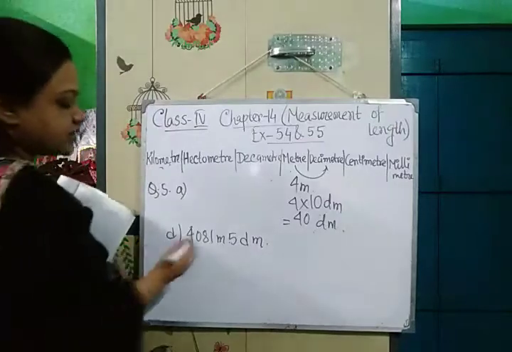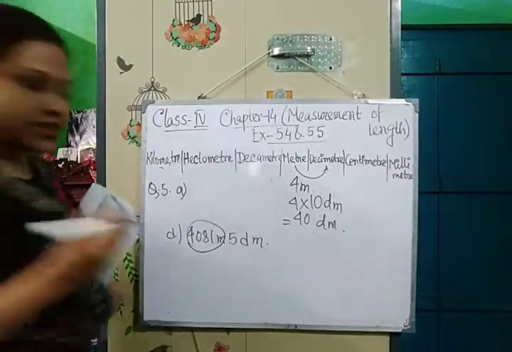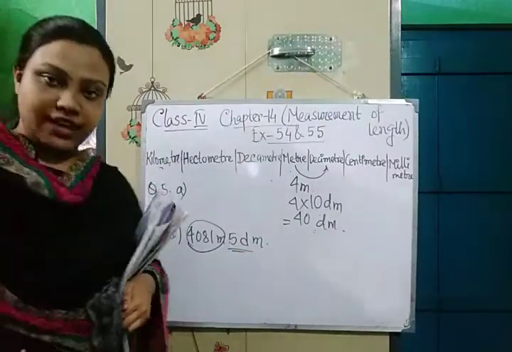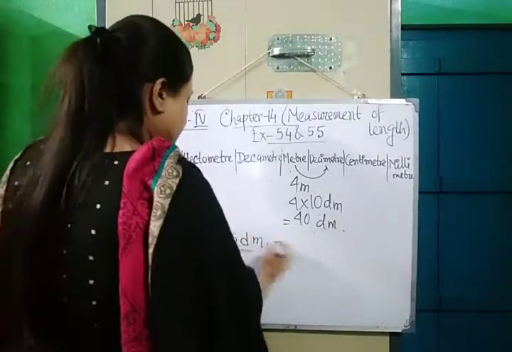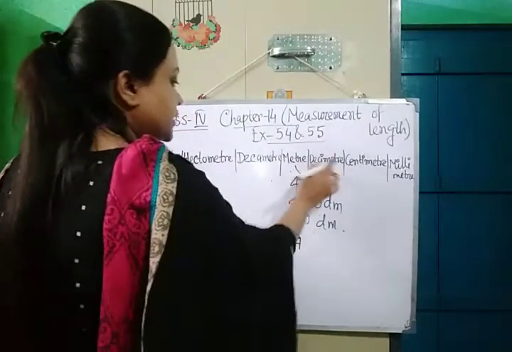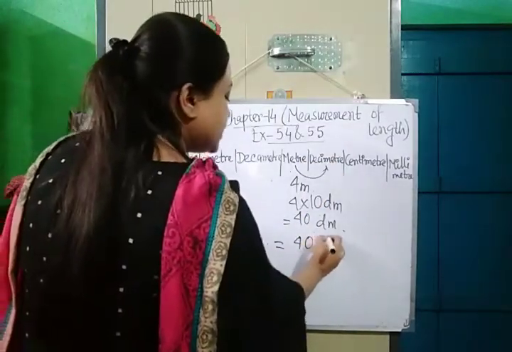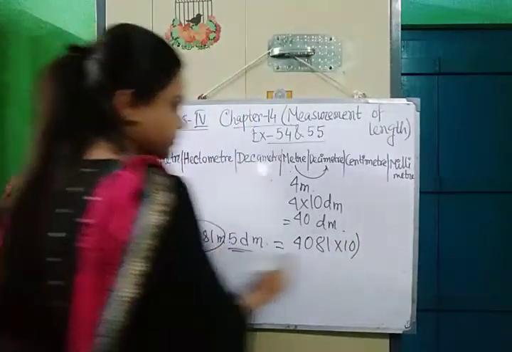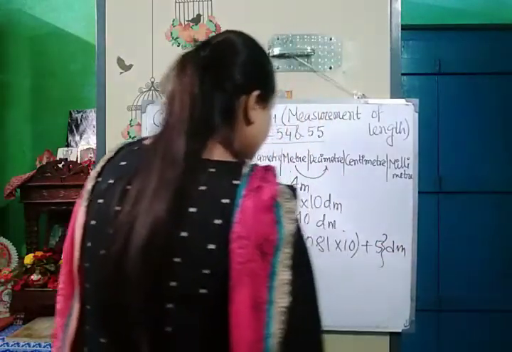Okay. Now see, meter. This thing we have to convert to decimeter. 5 decimeter is already in decimeter, so we will not convert 5 to anything. We will just convert this thing to decimeter. So we will convert meter to decimeter by multiplying by 10. So 4081 multiplied by 10 plus this 5 decimeter. Okay.